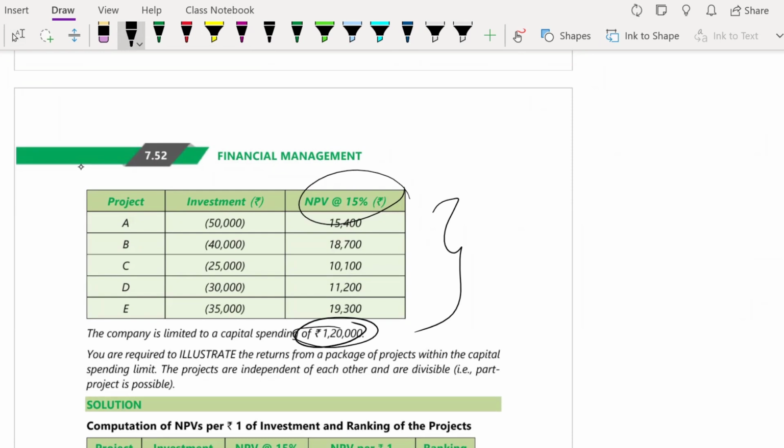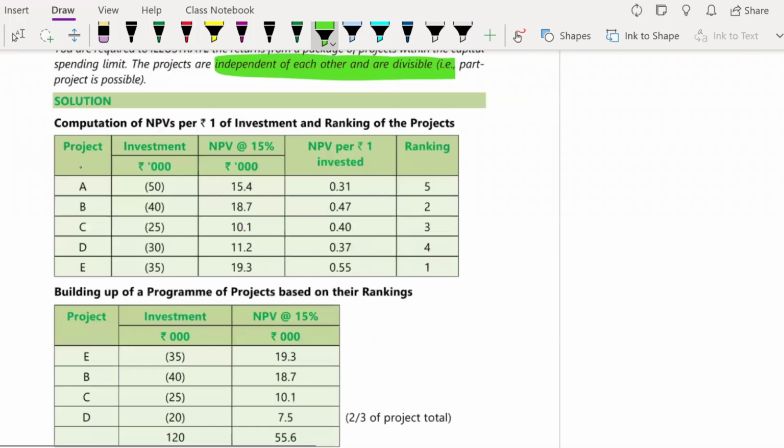Here you have to ration your budget into which projects you can invest in. Okay. So here you are required to illustrate the returns from a package of projects. Here the projects are independent of each other and divisible. Independent and divisible means if any project requires an investment of 2 lakh, you can still invest 1 lakh only. Okay. So here they have done that only.